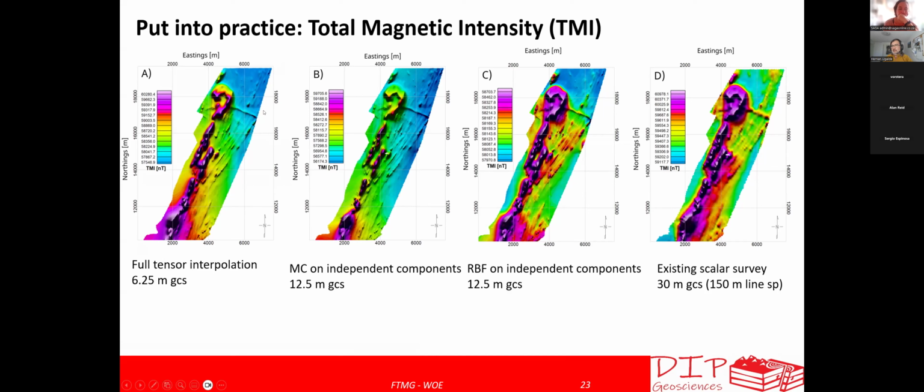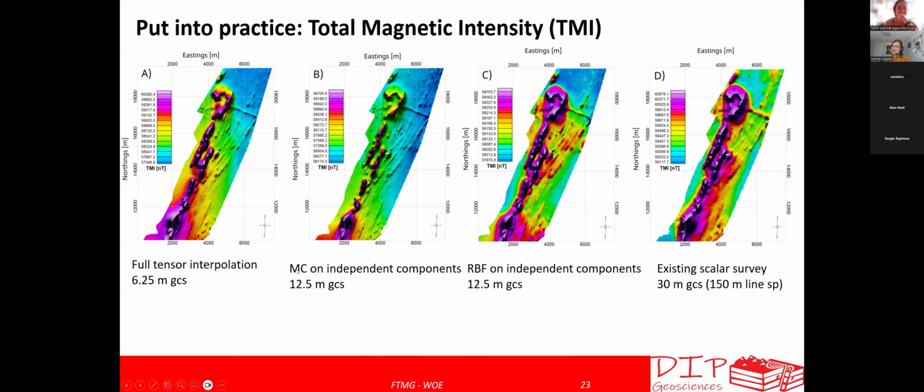But the difference is astounding. These linear trends here are showing way better than in the scalar one. On the other hand, yes, this is great, but if I have just minimum curvature on independent components and apply equation 4, I can also get a decent result.